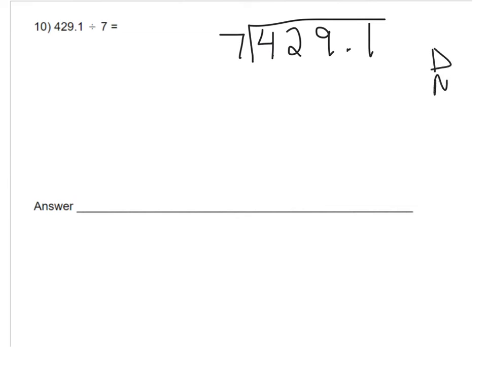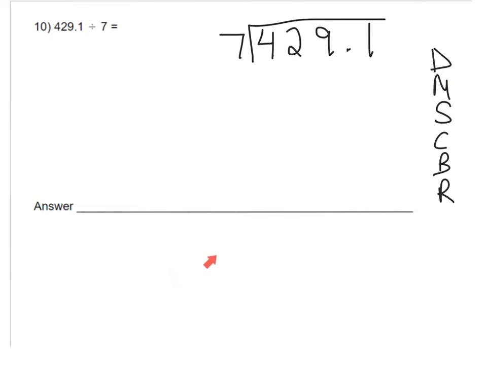All right, boys and girls, last problem. It's a division problem. We're going to take 429 and 1/10, and we're going to divide it by 7. So don't forget our little acronym on the side. Does McDonald's sell cheeseburgers rare?